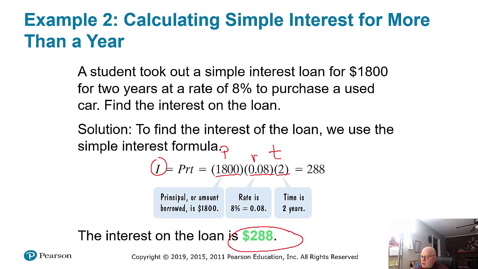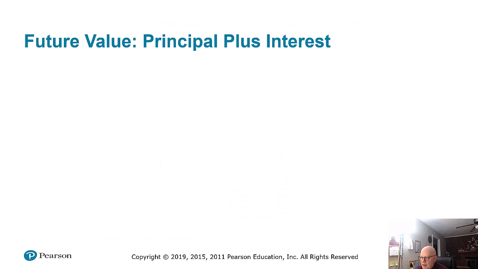Now take note that interest is only calculated on the principal, which in this case is $1,800. No matter how long you leave it in there in the bank, let's call it the bank, it's only going to be calculated against the $1,800. Regardless of the interest accumulating, the interest is never calculated on what you've accumulated so far. It's only on the $1,800. All right.